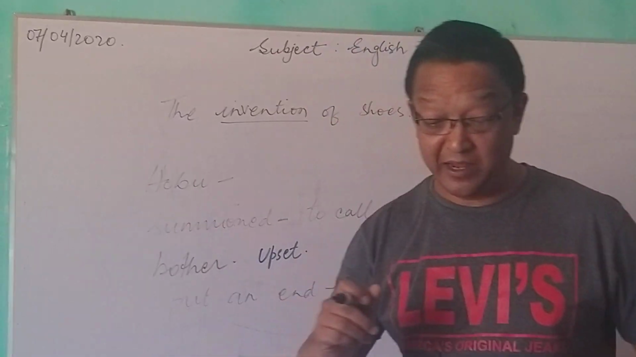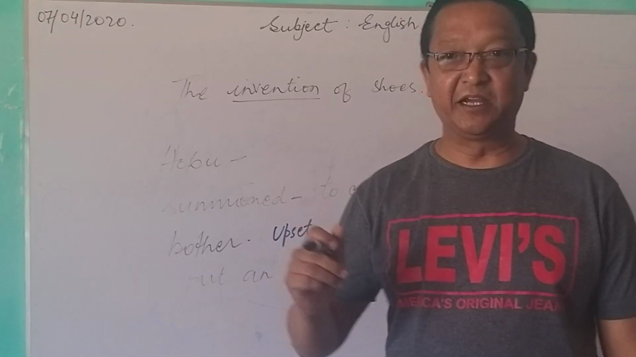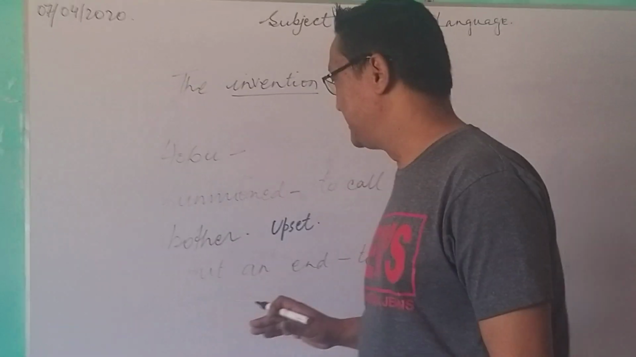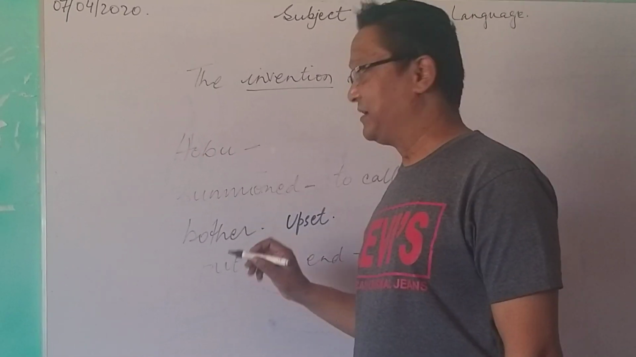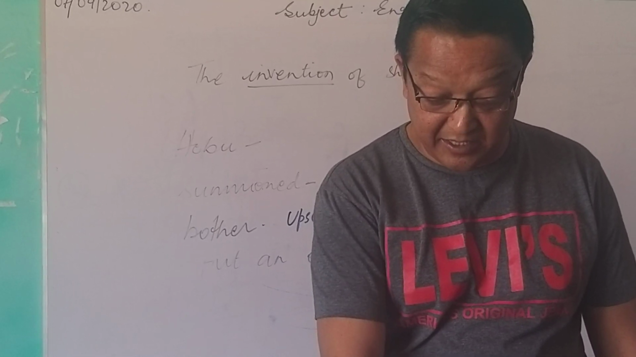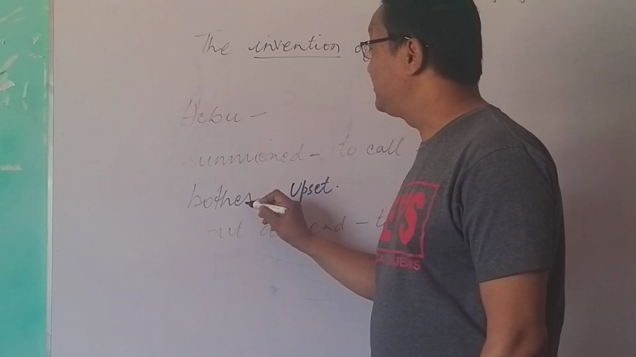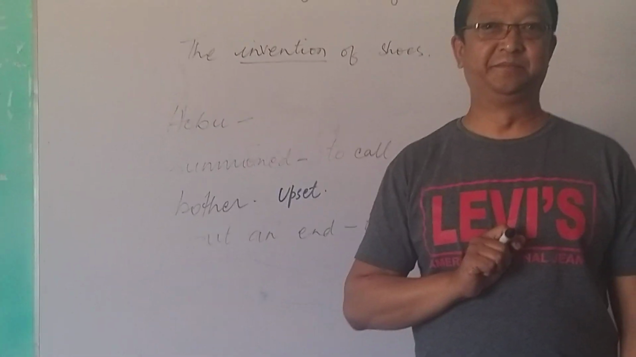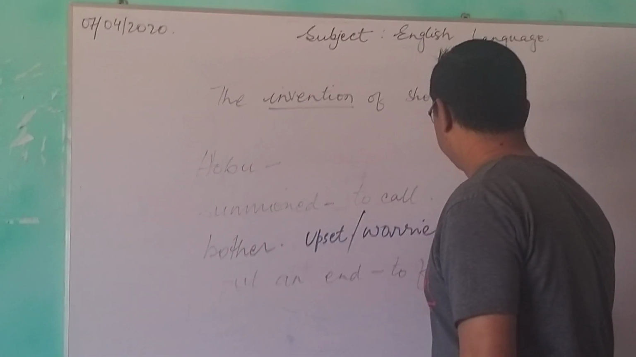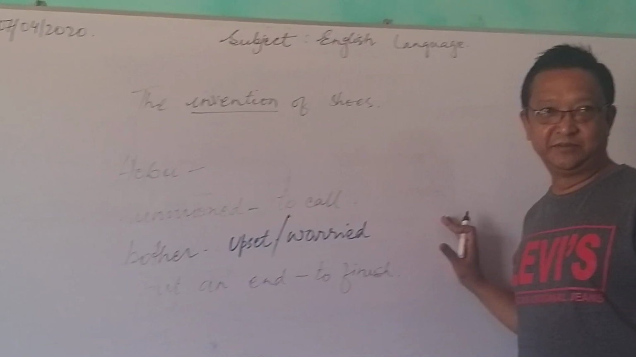So now, why does the king want to punish them? Because they were not concerned. They were not concerned. That is why the king is saying, what is the saying in the paragraph? That the problems that bother me. That means you are not worried about the problems. You are not, that means worried. That means you are not worried about these problems.